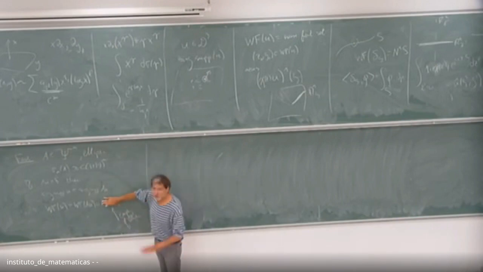Okay, so if you have an elliptic operator, the wavefront set of U and the wavefront set of A of U are exactly the same.